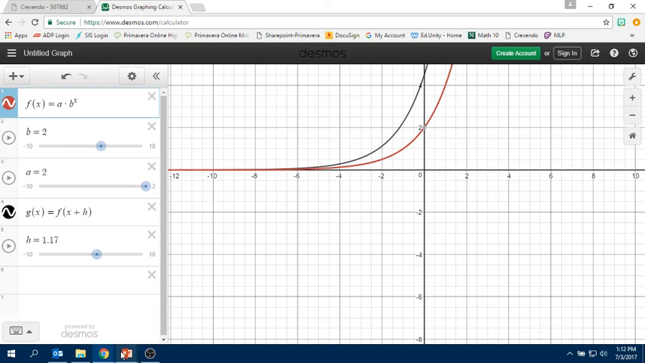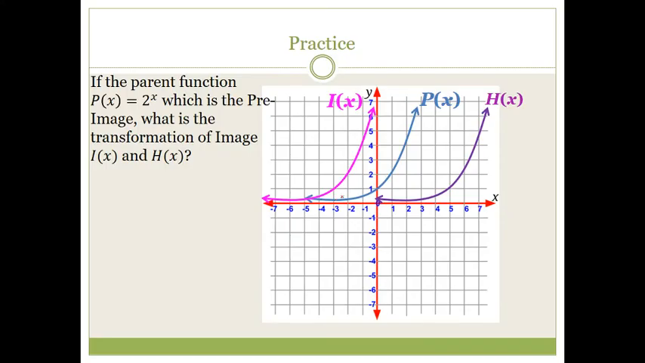All right, so let's take a look at these functions here. Here's our pre-image, p of x. Can you write the mapping statement that will produce j of x? And then write the mapping statement that will produce h of x? You should be noticing what I'm looking at. I identify a point, and then usually I start with the pre-image's y-intercept, and I see how it shifted to our new point here.